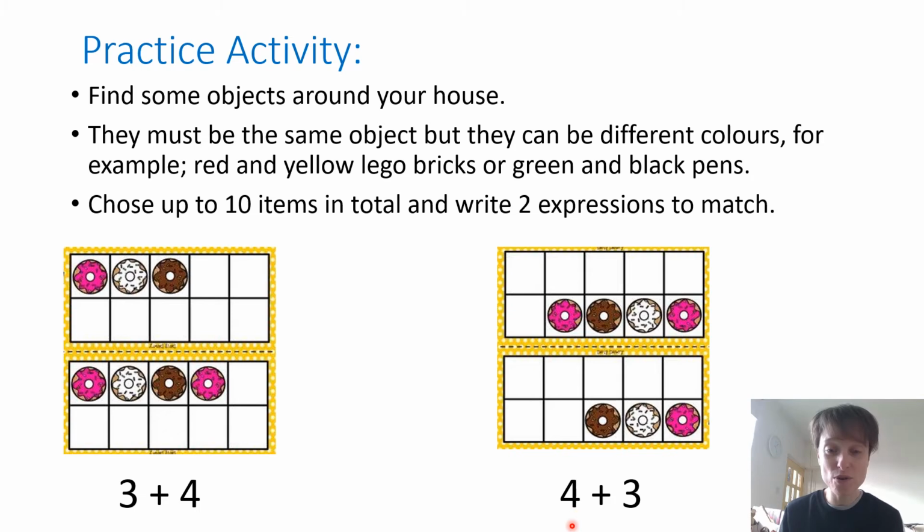So the 4 represents the number of donuts in the top tens frame, and the 3 now represents the number of donuts in the bottom tens frame. So I hope that you were able to come up with some similar examples of your own.